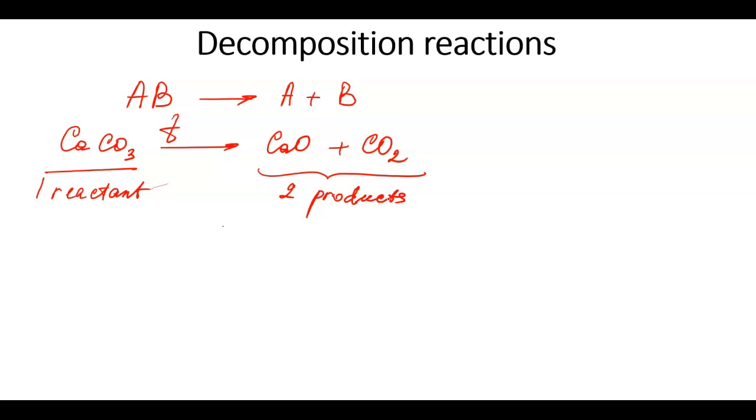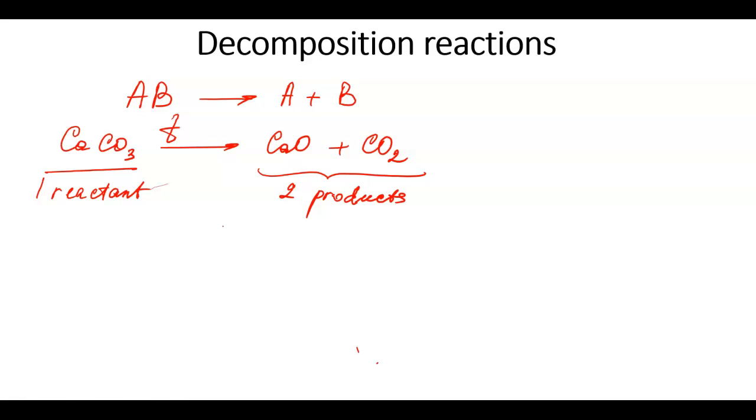Okay, do you think this equation is balanced? Let's check it. So one calcium and one calcium on the right side. Okay, one carbon and one carbon. So carbon is balanced, and three oxygen and three oxygen. So oxygen is balanced too. So the total equation is balanced.